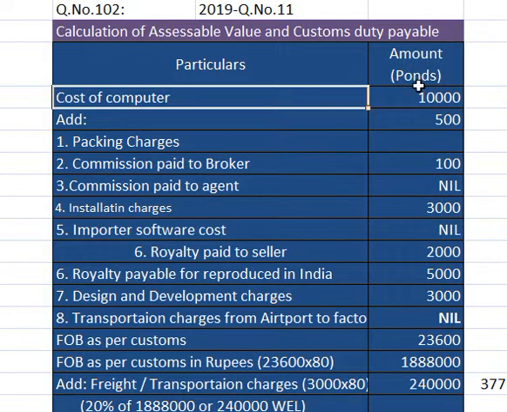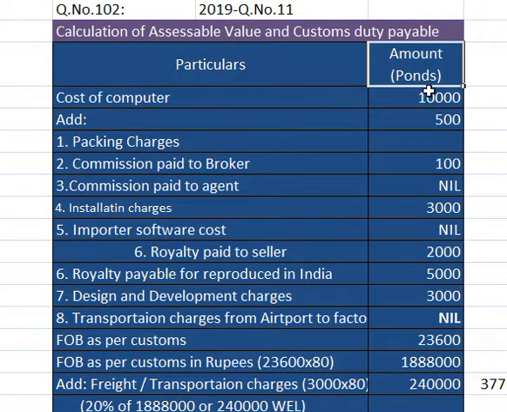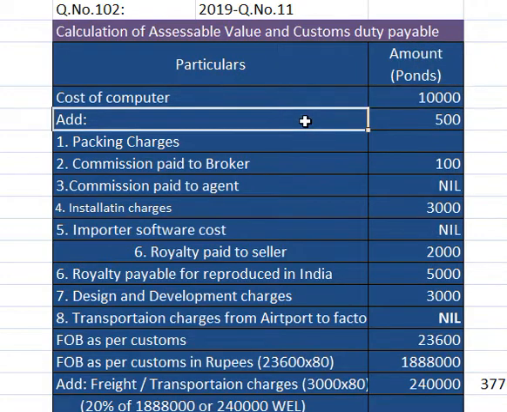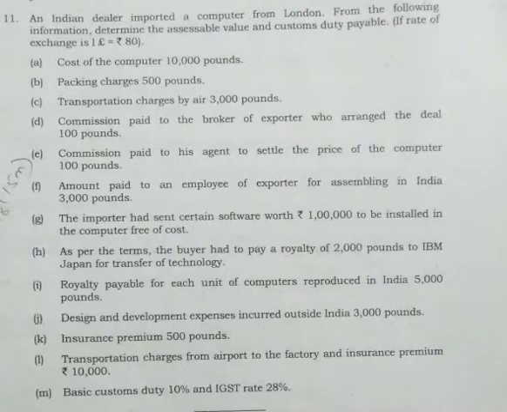Cost of the computer. I will show you only in pounds now. These are the pounds: 10,000 pounds. Now you have to add whatever expenses were incurred. I said that any expenses incurred on Indian soil, once the goods reach from London to India and reach the importer's place, are not considered. I think it is clear to each one of you, and now you will get the idea.